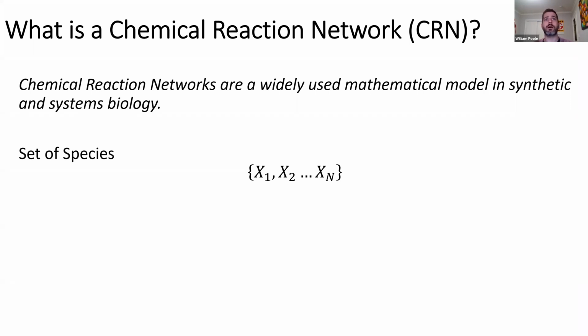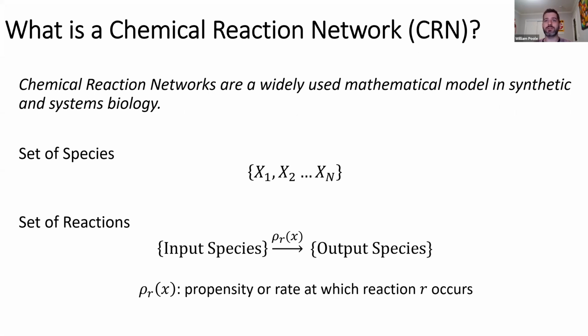So formally, a chemical reaction network is a set of species. Here I'm calling them X1 through Xn, and a set of reactions. Reactions take a multi-set of input species and at some rate or propensity produce output species. And there's a whole network of these reactions. So there's many reactions with many different rates and many sets of inputs and many sets of outputs.